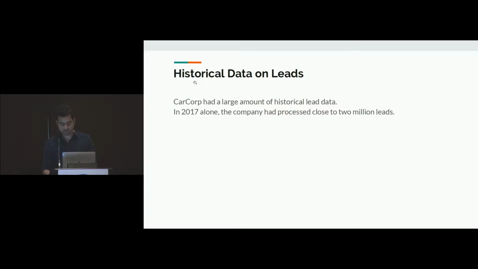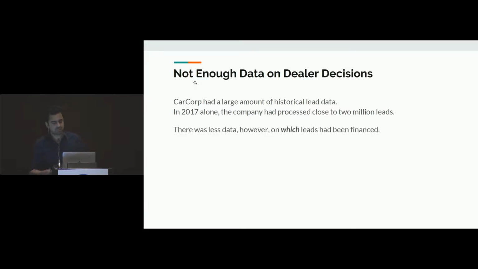The data science team was instructed to work with CarCorp's data engineers to get access to historical lead data sets. Upon investigating relevant data sources, however, data scientists declared that there wasn't enough data on which leads had or had not been financed in the past. I won't go into details, but the short story is that the company had not been able to create sufficient incentives for car dealers to provide up-to-date approval feedback.